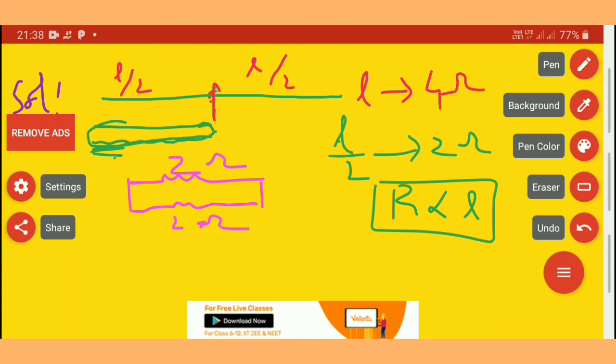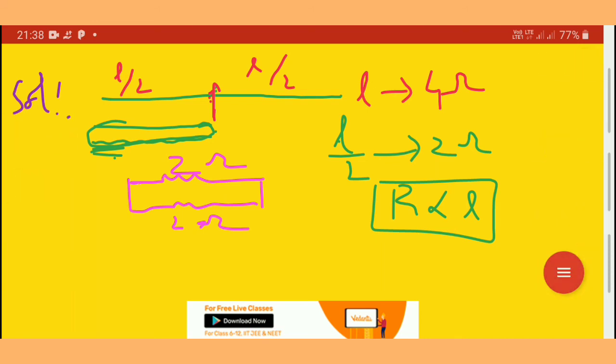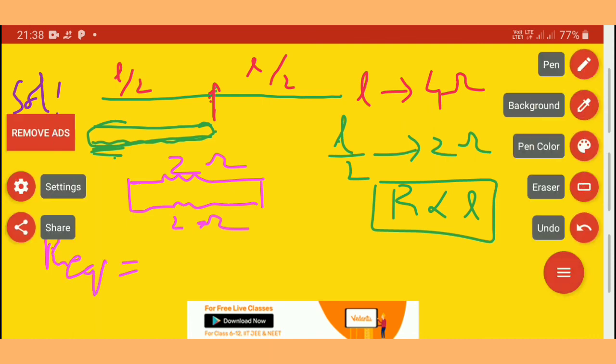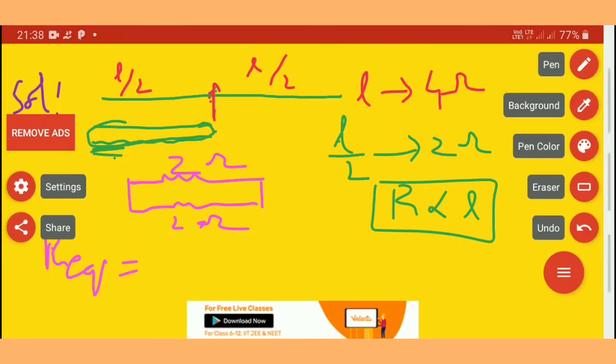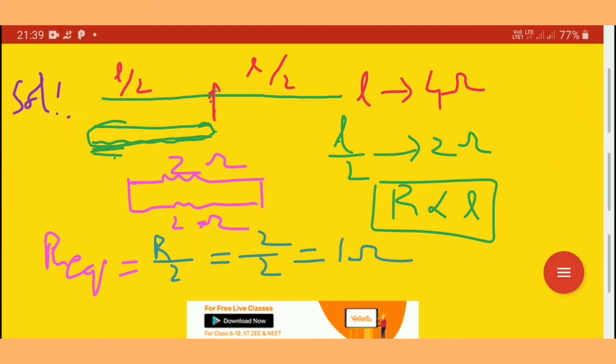As you already know, when two equal resistances R are connected in parallel, R by 2 is the equivalent resistance. So the equivalent resistance is R by 2, that is 2 by 2, which is equal to 1 ohm. So this is the required answer for our problem.